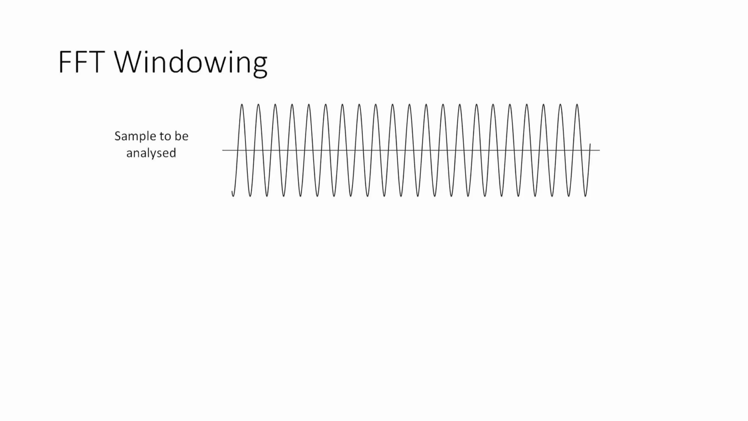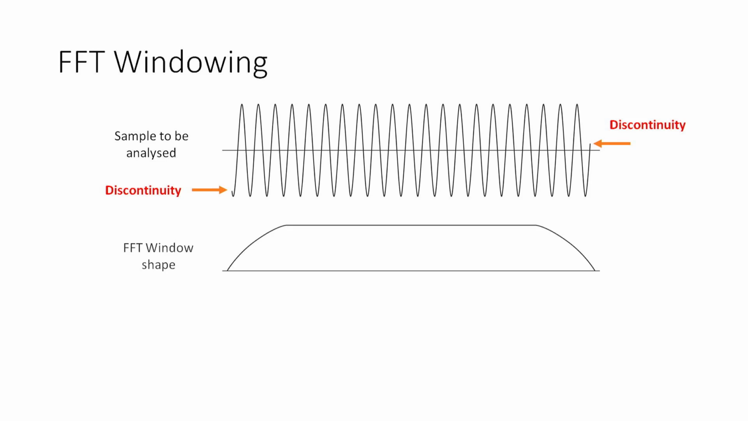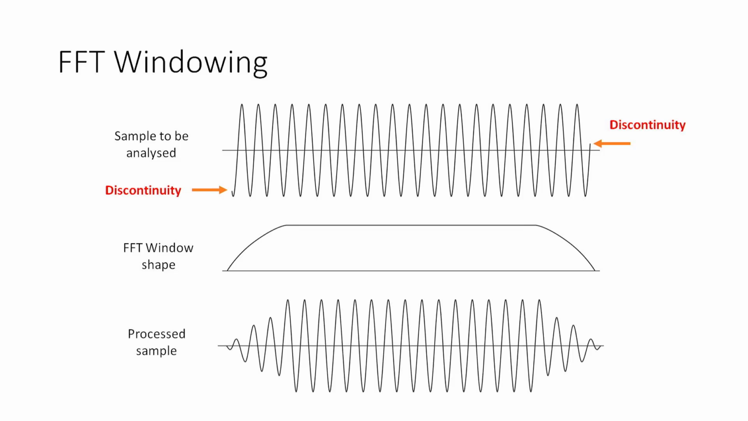If that was our sample to be analysed, if we join that end to that end, we've got a discontinuity. There'd be an immediate step, which would be like a key click, which would smear the spectrum. So what we do is put it through a filter which looks like this, for example. So it turns our sample to be like that. Now we can join the two ends together and there won't be a sudden discontinuity, so it will work.